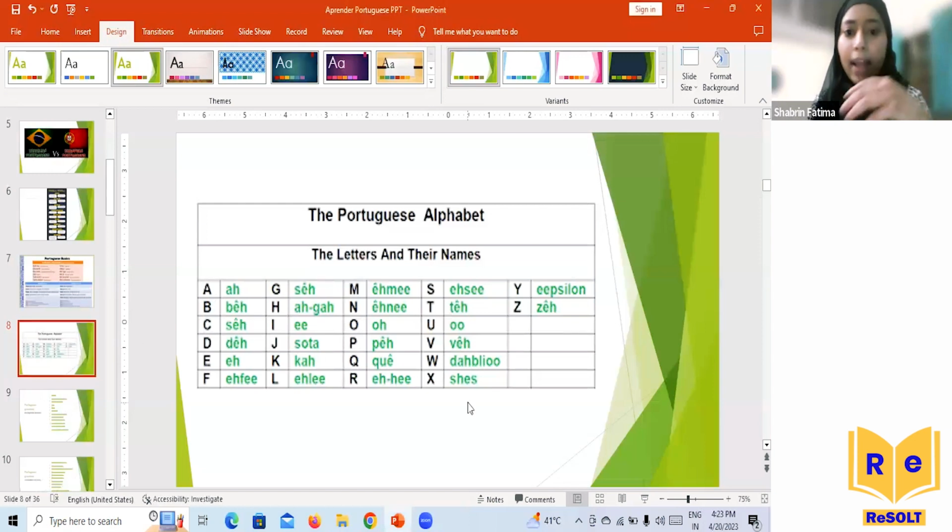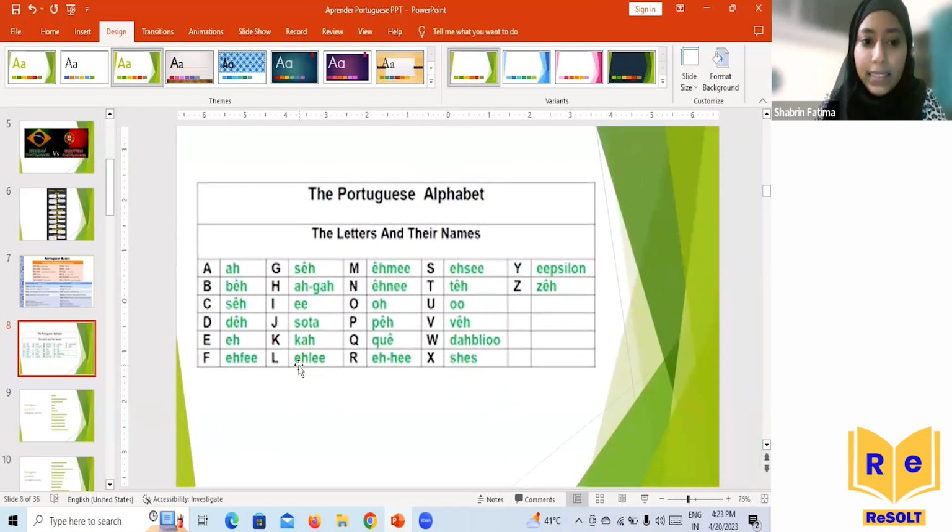Now let's have a look at the Portuguese alphabet. It's similar to English, but the pronunciation is different. So let's have a look at the pronunciation of the alphabet. The A of English, the pronunciation is A. Then we have B. B is Bay. Then we have C. C is Say. The pronunciation is Say.